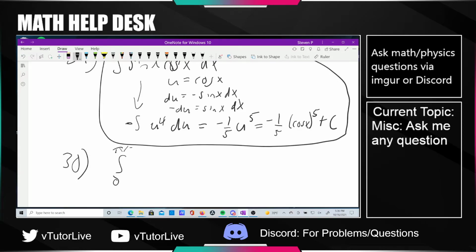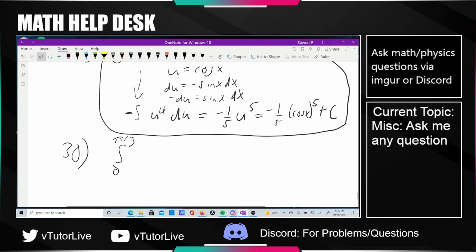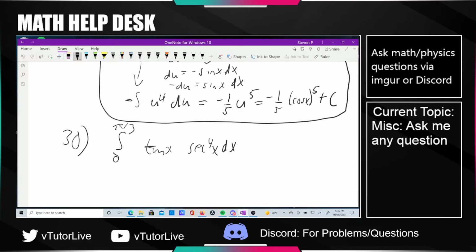Anyways, we keep moving on, right? We keep moving forwards. We need to get to some other ones that look like tan of x times secant to the fourth of x dx. Right? So what does this look like? Tangent of x, secant fourth x dx.